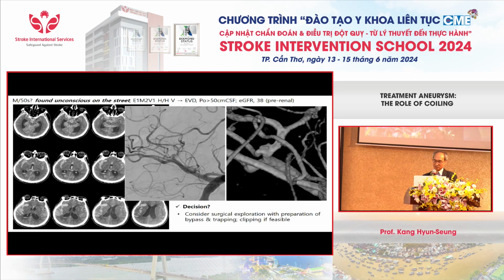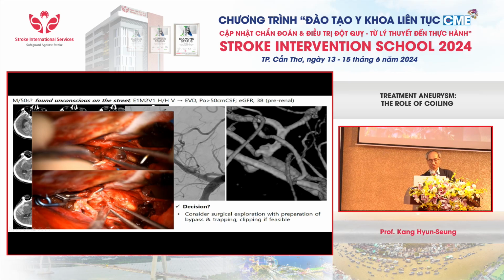So our decision was to recommend surgery to our surgical counterpart. Please consider surgical exploration with preparation of bypass and trapping, because it looked like a dissection, including the parent artery as well. And maybe we can just clip if feasible.